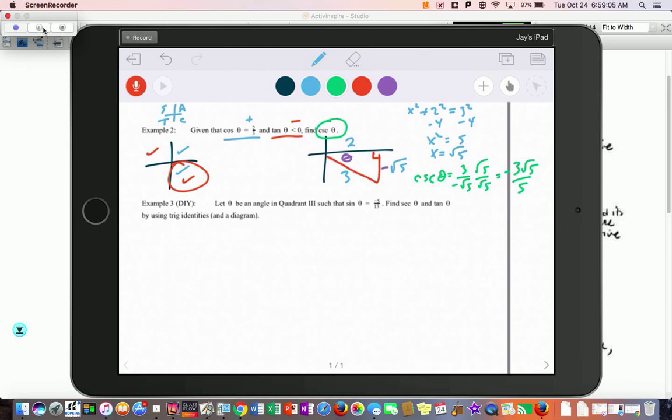All right, so the next one is a DIY. Try to put check marks in the where they give you the clues. And this one, actually, they just tell you let theta be in quadrant 3, so you don't have to worry about it. But find secant and tangent. Pause the video now.